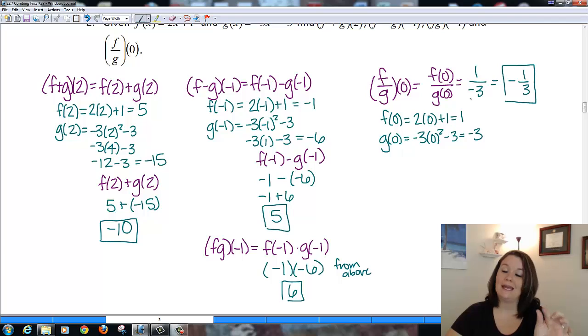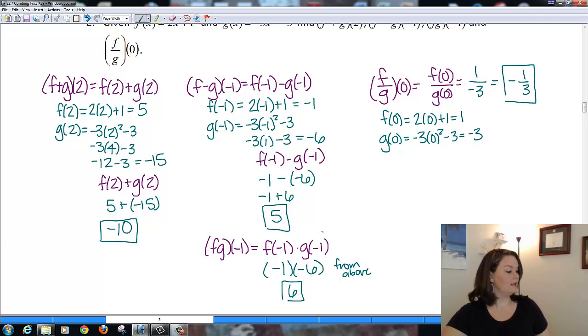Again, make sure you can't enter a negative in the denominator. So if you end up with 1 over negative 3, either stick that negative out front like I did here, or put the negative up top with a 1, okay? All right, let's keep going.